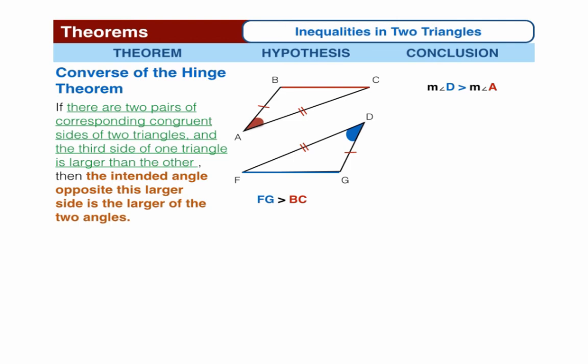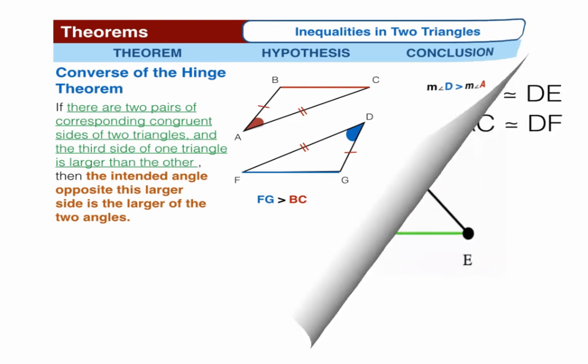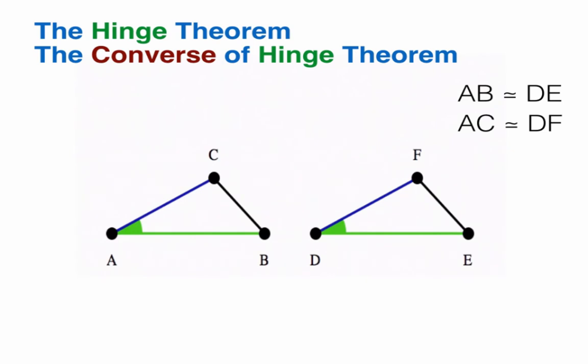Okay, we've got the two theorems. Now let's look at some examples. Here's a picture of the Hinge Theorem and the converse of the Hinge Theorem. Now, notice that this one's moving, and if it goes all the way back, right now the two angles are congruent to each other. The two triangles are congruent to each other by side angle side. But the moment I allow one of the triangles to grow, let's pause that here, notice that AC is still congruent to DF, and notice that AB is still congruent to DE, but angle A is the larger of the two angles.